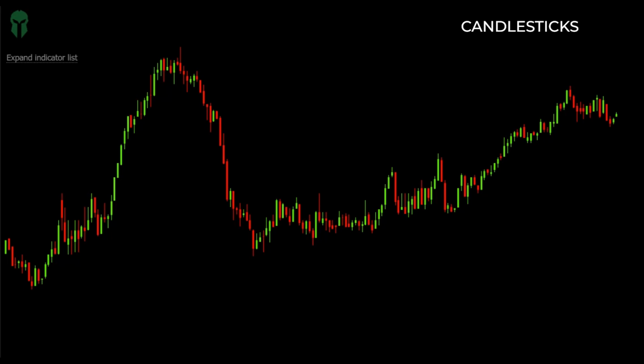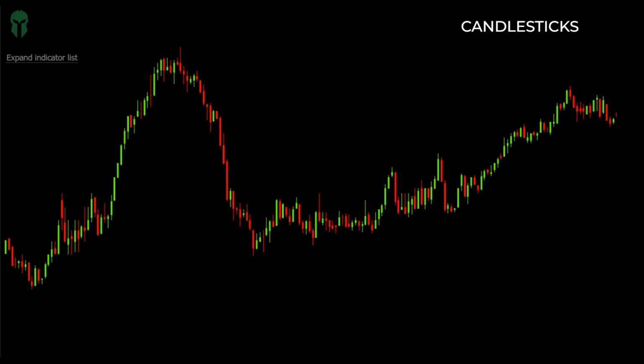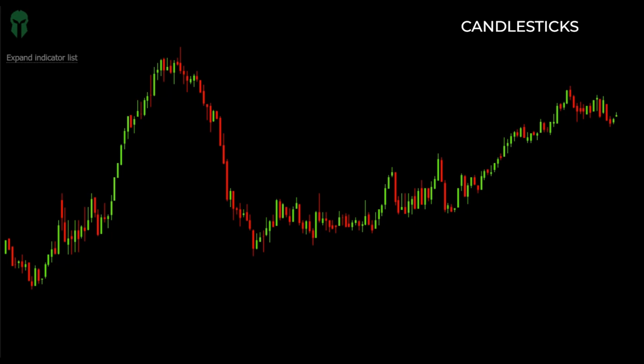Therefore, if I want to be long, I want to see long green candles, and I want to see more green than red. If I want to be short, I want to see more long red candles, and I want to see a multitude of more red candles than green candles. Determining this is going to give you 1 point.